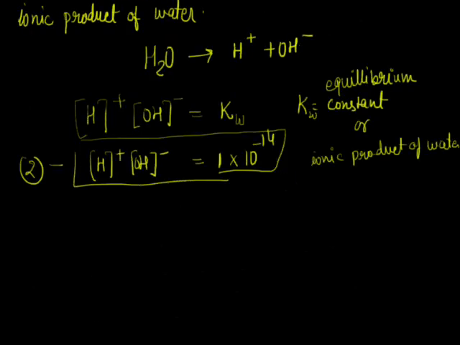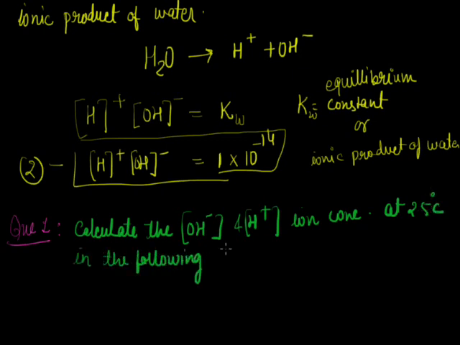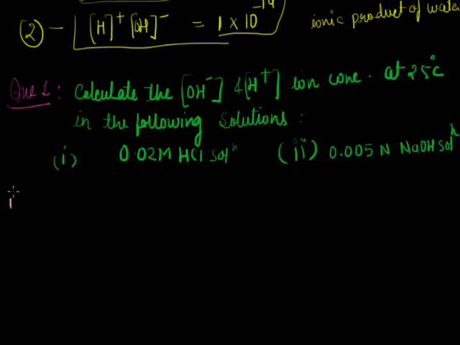Now on the basis of these two formulas we are going to discuss some numericals. Question first: calculate the OH minus ions and H plus ions concentration at 25 degrees centigrade in the following solutions. First is 0.02 M HCl solution and second is 0.005 N NaOH solution.